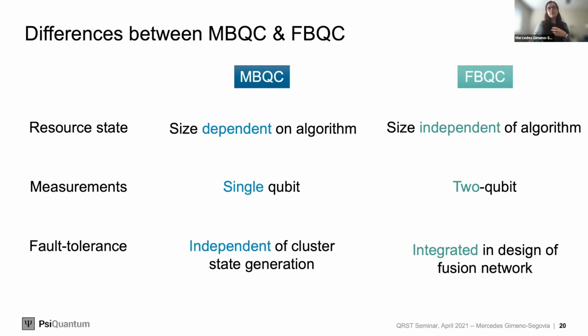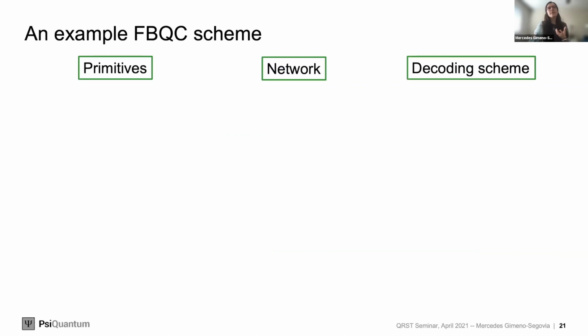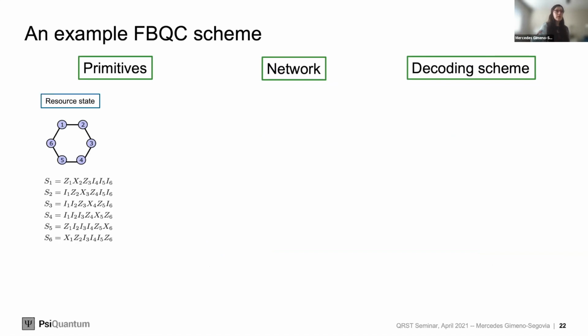Okay, so I'm going to show you one example of an FBQC scheme. This is one of the examples that we give in the paper, and it is the best performing one out of the ones that we show. You can have a resource state, which in this case is a ring of 6 qubits. This is the graph state representation, and those are the stabilizers that describe it. And the fusion is going to be very simple. It's just a Bell measurement.